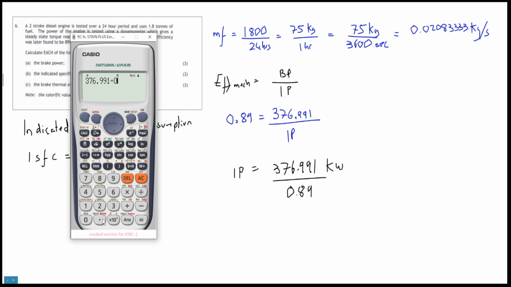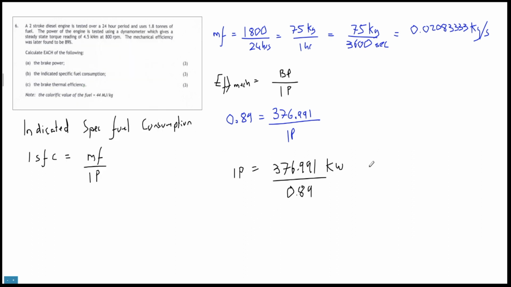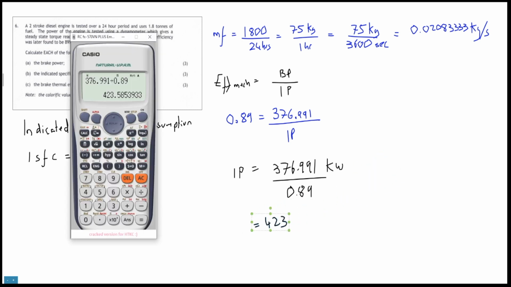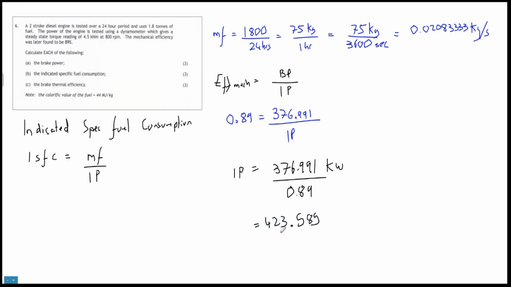376.991 divided by 0.89. 423.585. Just check that. Yeah. Kilowatts. This is my theoretical power. This is the amount of power that the engine should be producing if it had zero friction in it. But then we're losing that power, and we're really only getting the 376 kilowatts available. Okay, so we're getting there because we needed the IP to plug into this formula over here.